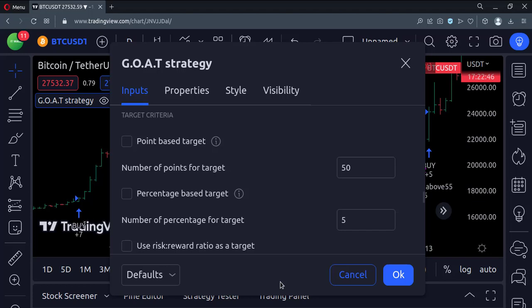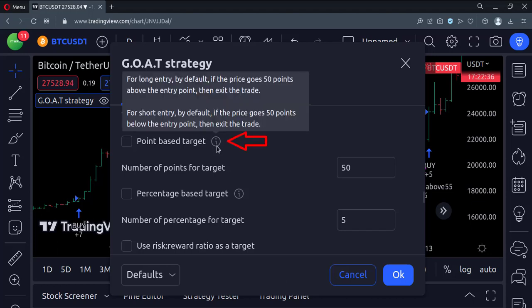Here we have the target criteria of our strategy. The first one is the point-based criteria. It says that, for long entry, a target would be achieved and trade would be closed if the price goes 50 points above the entry level. And for a short entry, a target would be achieved and trade would be closed if the price goes 50 points below the entry level.